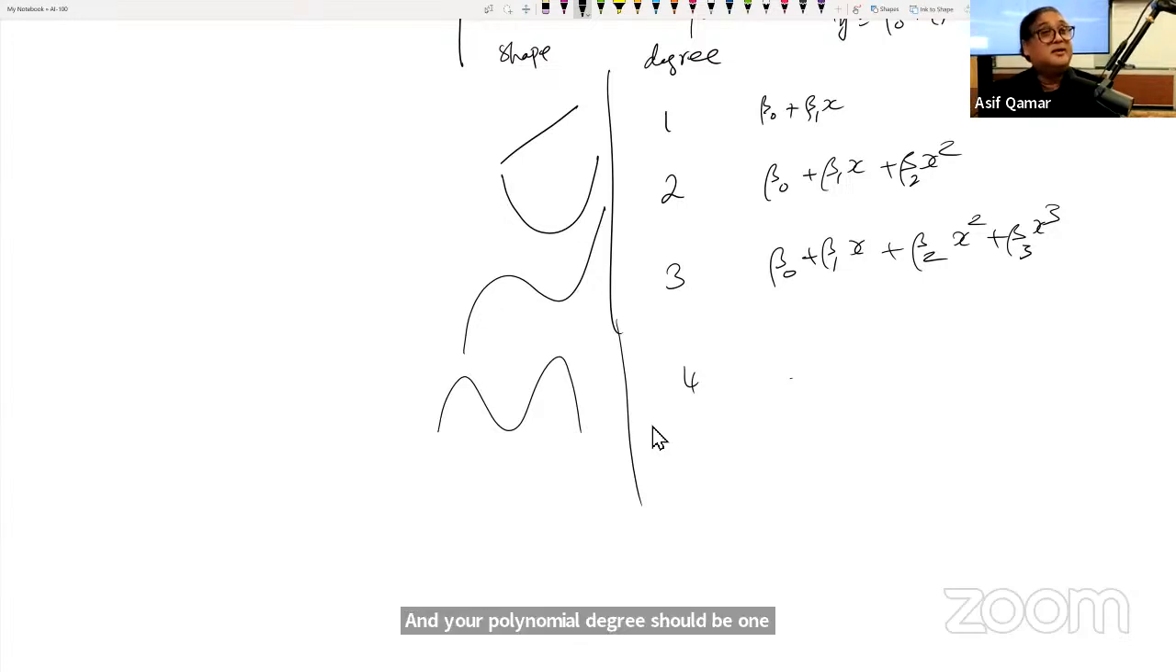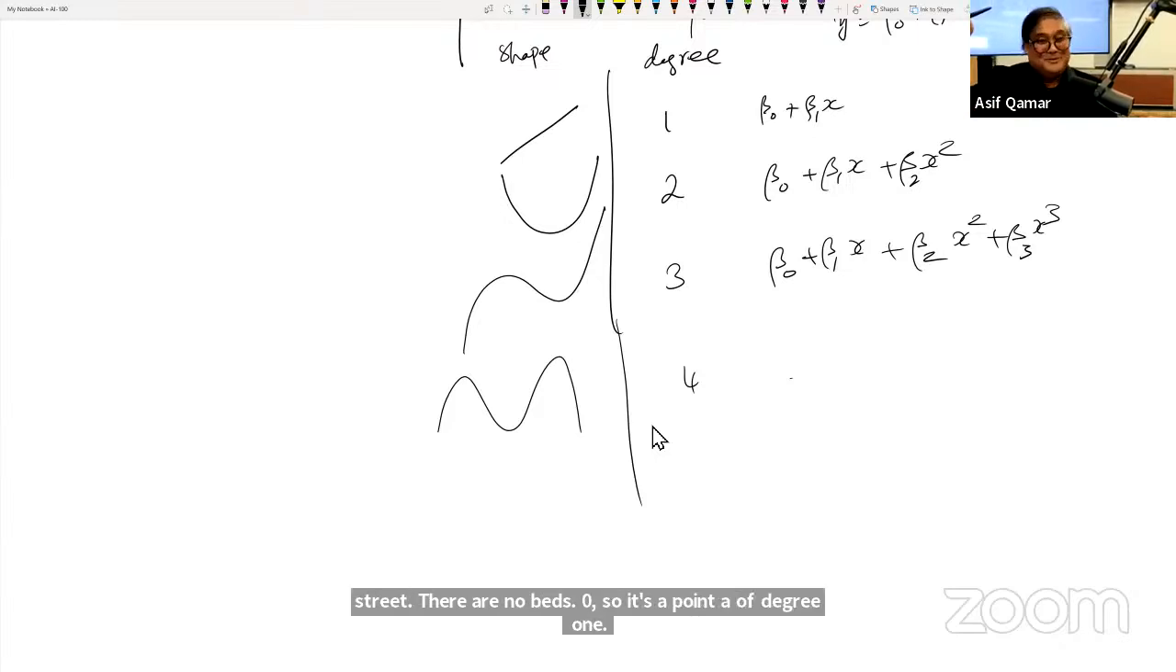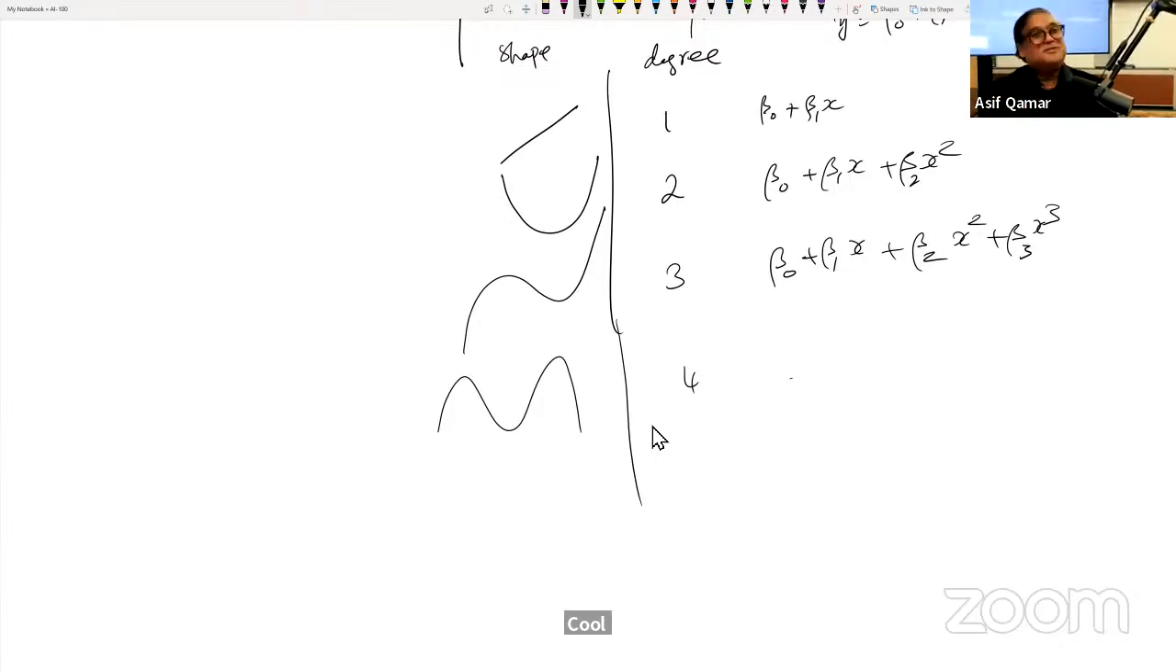So how many bends are there in a straight line? It's straight. There are no bends. Zero bends, so it's a polynomial of degree 1. Degree 2 has 1 bend. Sorry, 2 bends. Yes. You see the relationship between geometry and algebra.